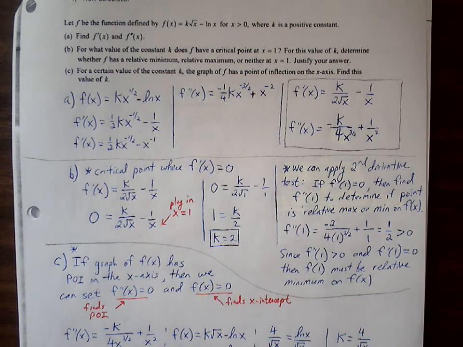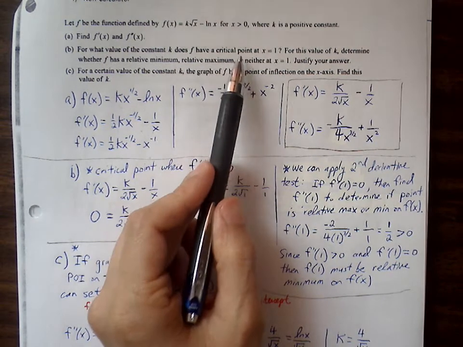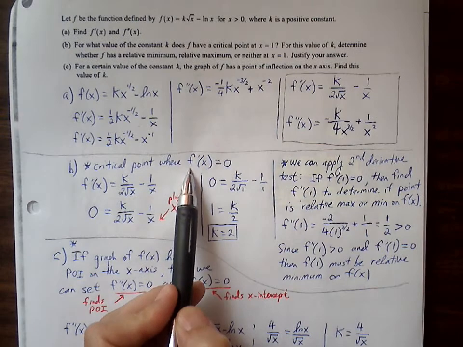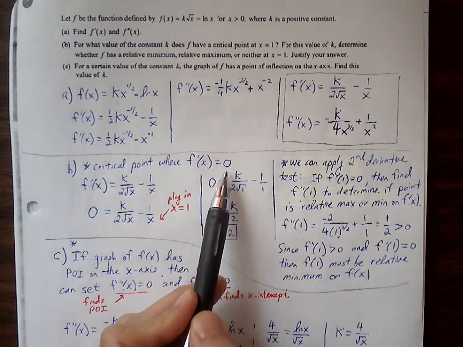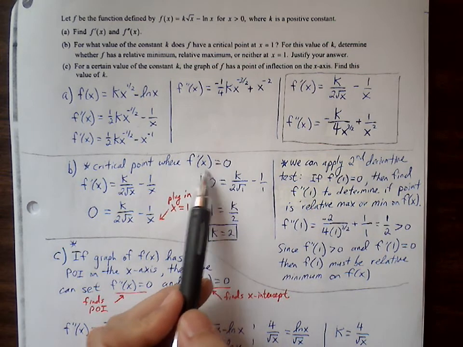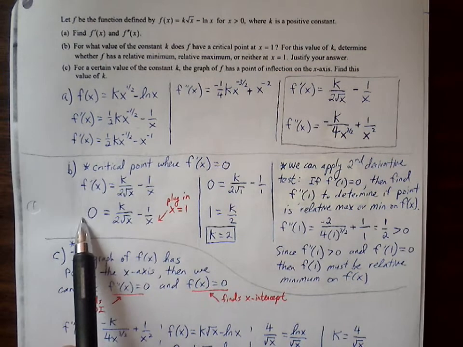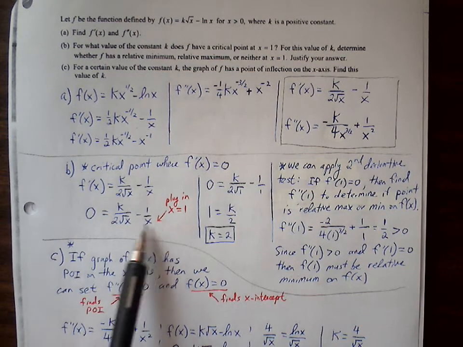Okay, part B. For what value of constant k does our function f have a critical point at x equals 1? Okay, so critical point is where f prime is equal to 0. So let's establish that truth there. So we want to know, when is f prime equal to 0, but specifically when x is equal to 1. So we have f prime already. Let's go ahead and set f prime equal to 0. Let's go ahead and replace x with 1 and then solve for k.